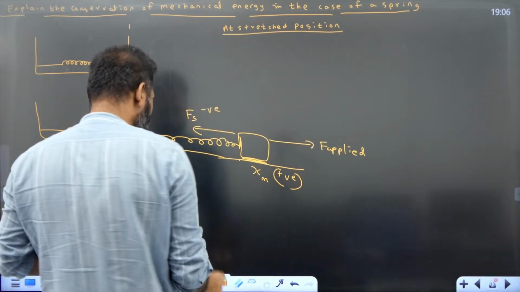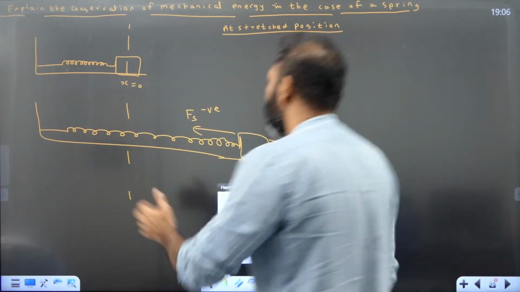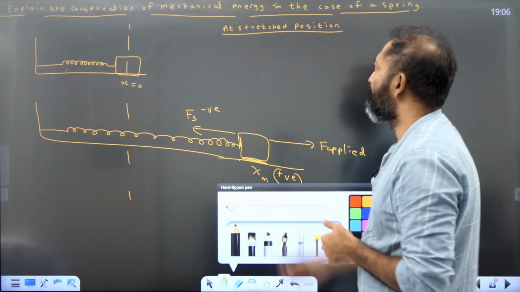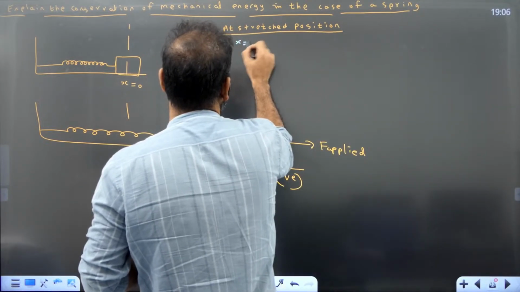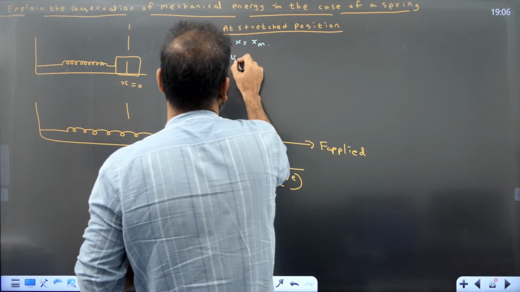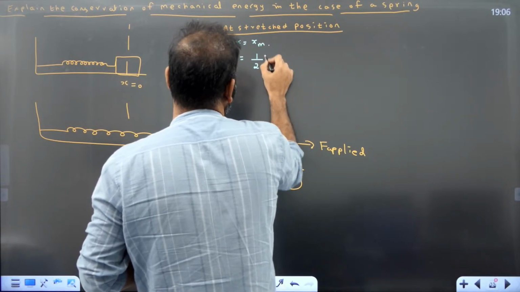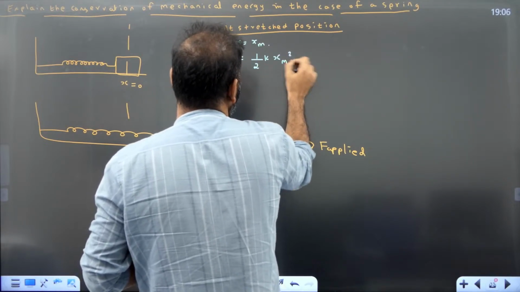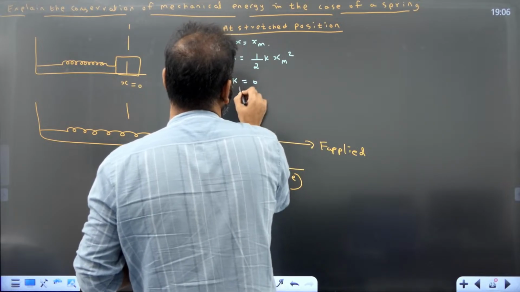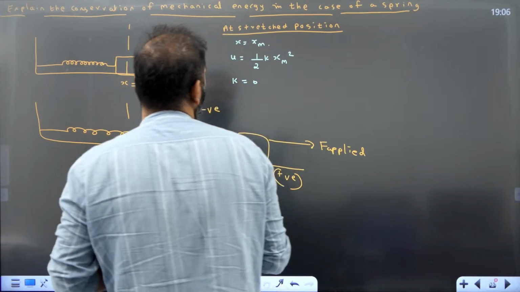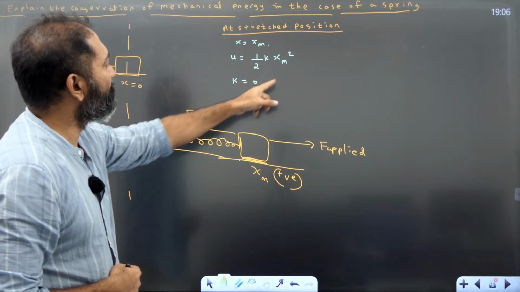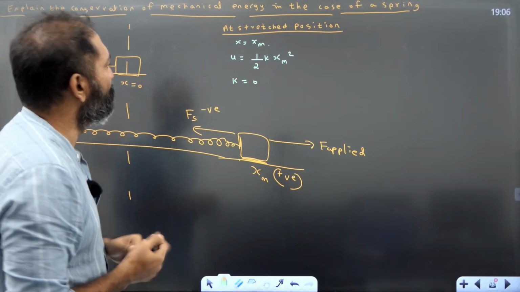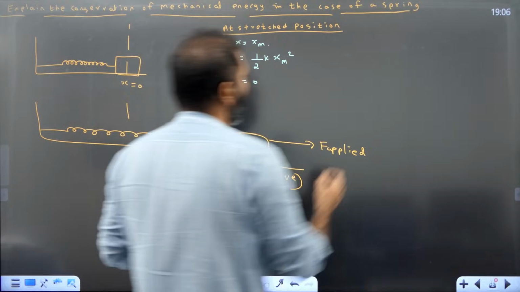At a stretched position, displacement x equals x suffix m, potential energy is half k x suffix m square, and kinetic energy is 0. At a stretched position, potential energy is half k x suffix m square, kinetic energy is 0.